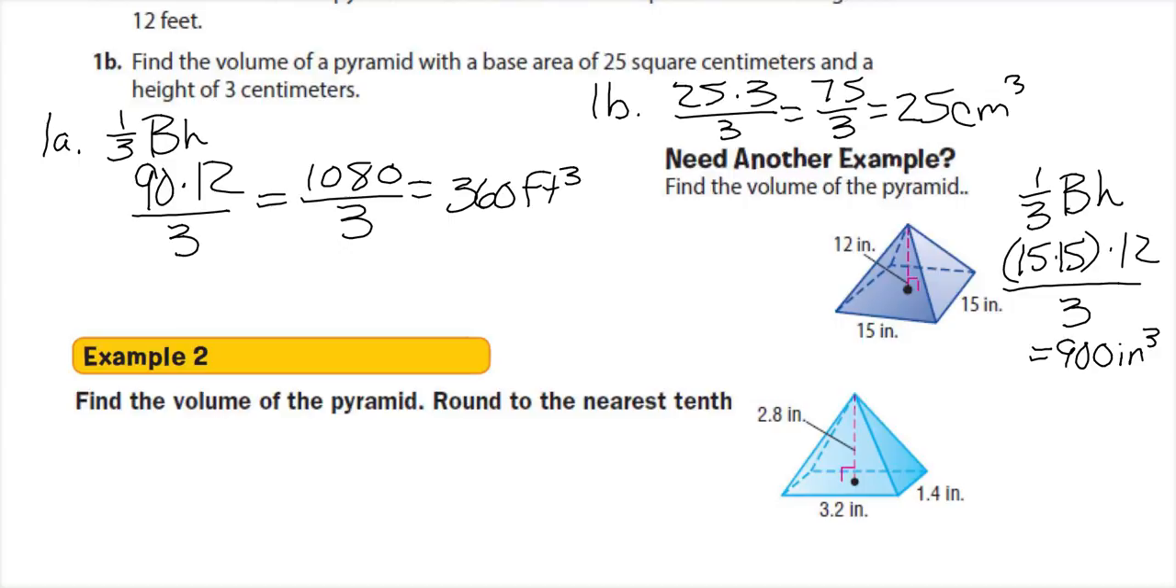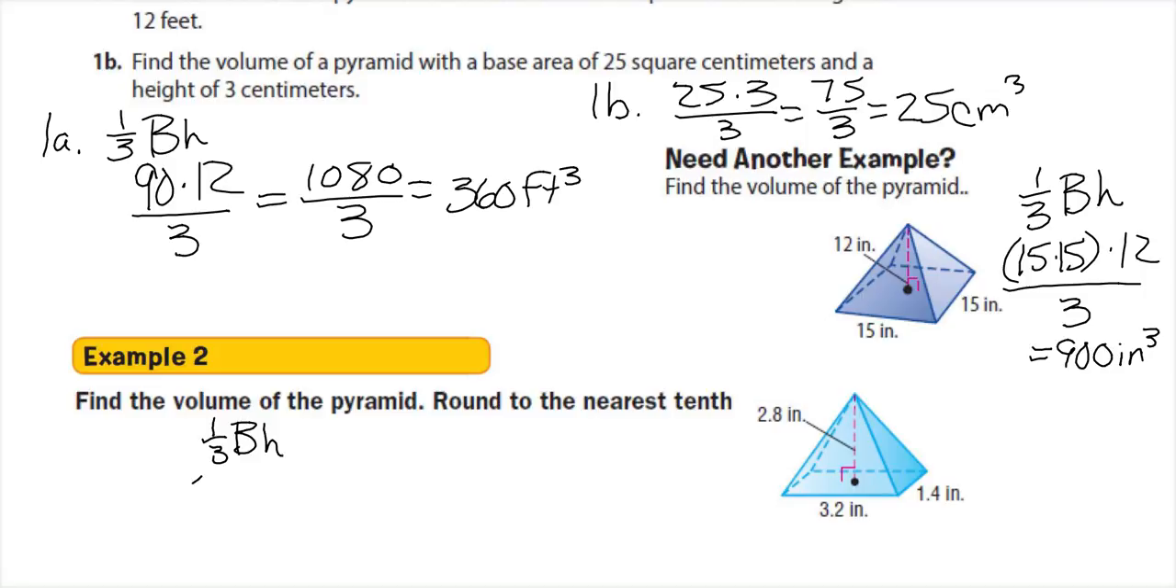All right, let's take a look at example 2. Okay, so this one says to find the volume of the pyramid. We're supposed to round to the nearest tenth this time, so it's not going to come out perfect. So again, it's 1/3 area of the base times the height. First we have to find the area of the base. So we have 3.2 and 1.4 down there at the base. Since it's rectangular, how do I find the area of a rectangle? I take the length times the width.